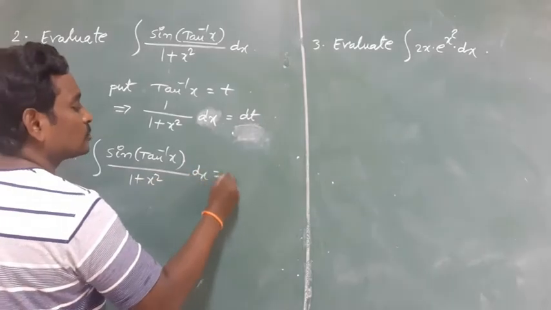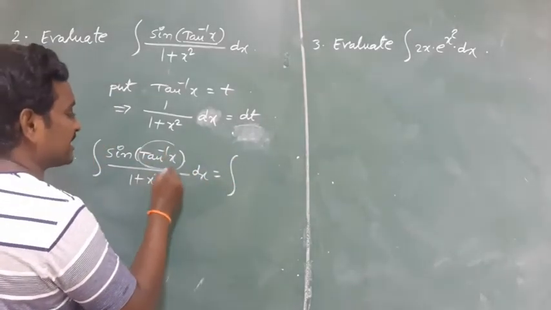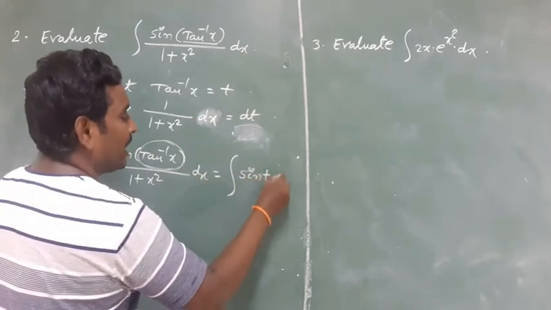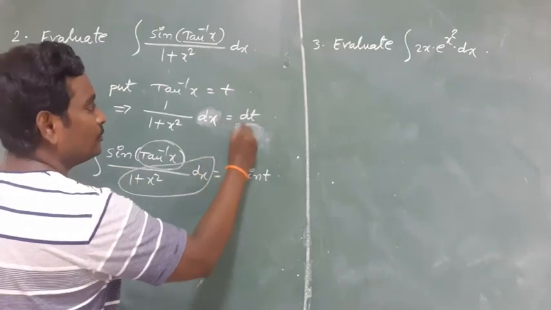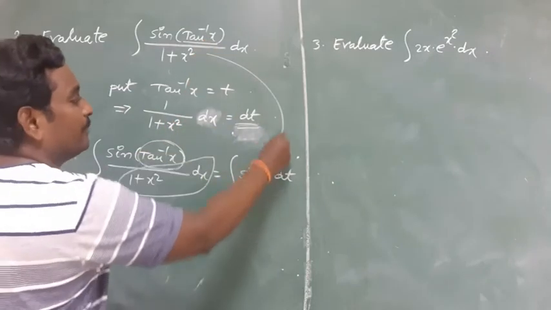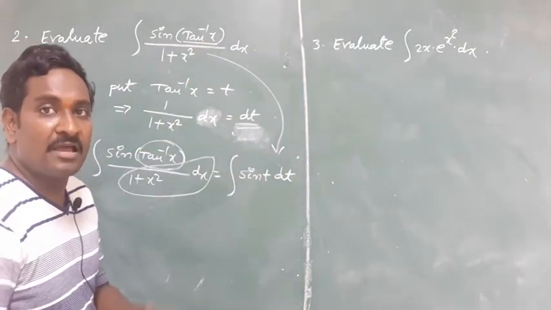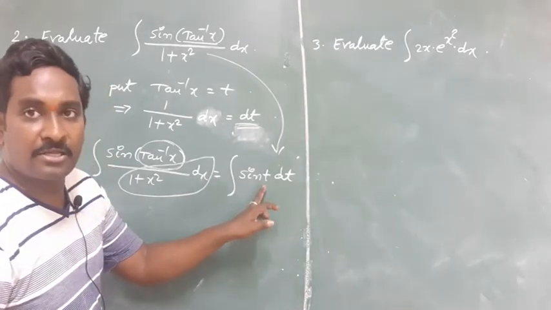So the given problem, integral sine of tan inverse x by 1 plus x square dx, becomes integration of, whenever we have tan inverse x, replace it by t. So you will get sine t. And for the remaining part, dx by 1 plus x square, you get dt. So the entire problem becomes integral sine t dt. In this way, we can change the given problem into another variable in terms of t.